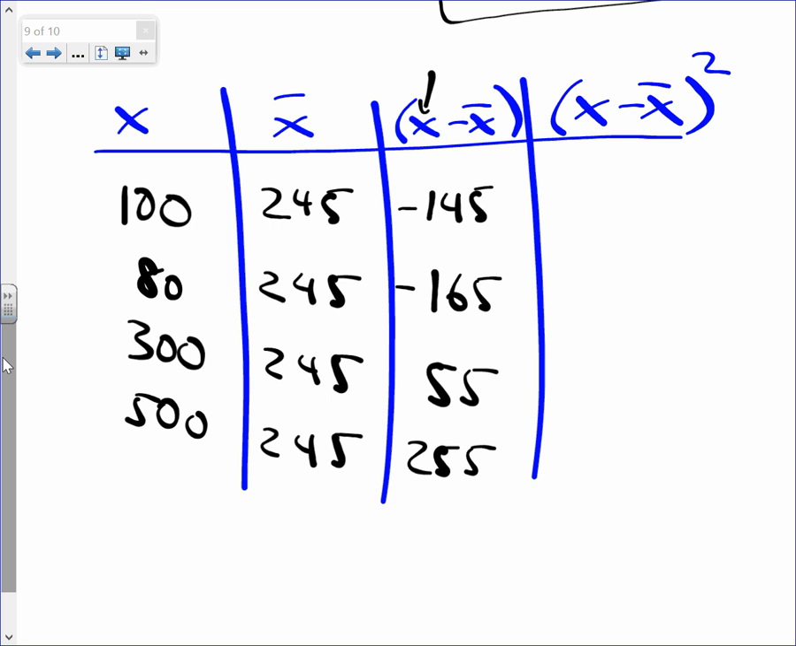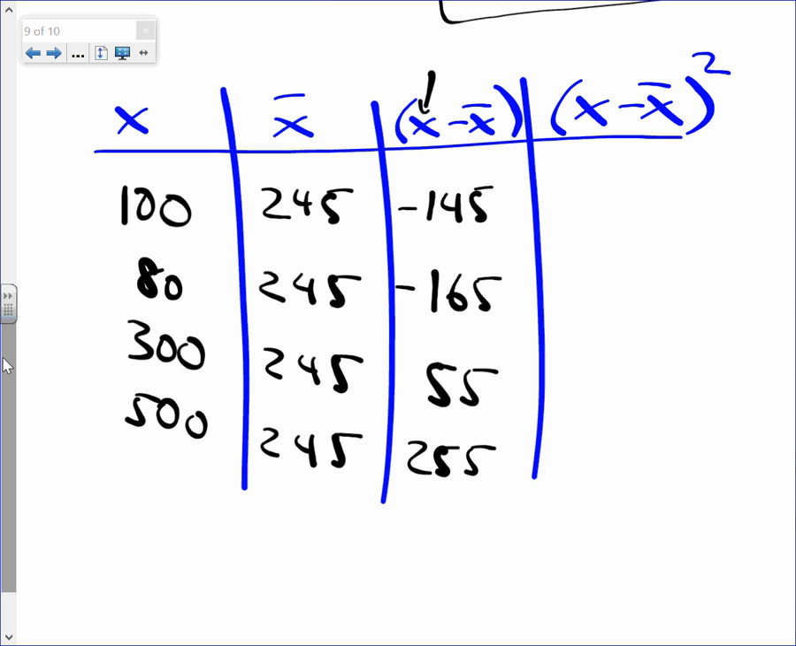Square each deviation. The deviations are right here: negative 145, negative 165. These are all deviations. He said to square them. That's this column right here. We figured out how far each observation was from the mean. Now we're going to square these puppies. You're going to need your calculator for this, but I'll do it for us.